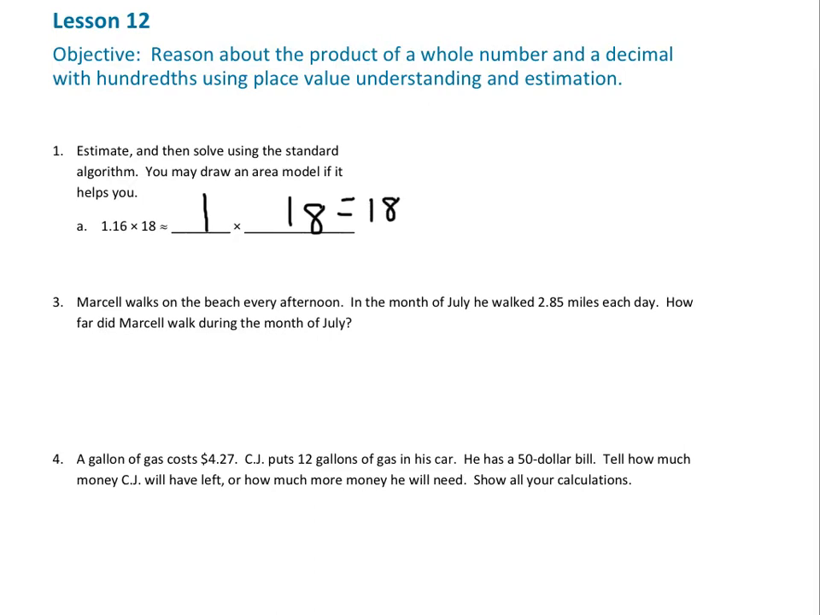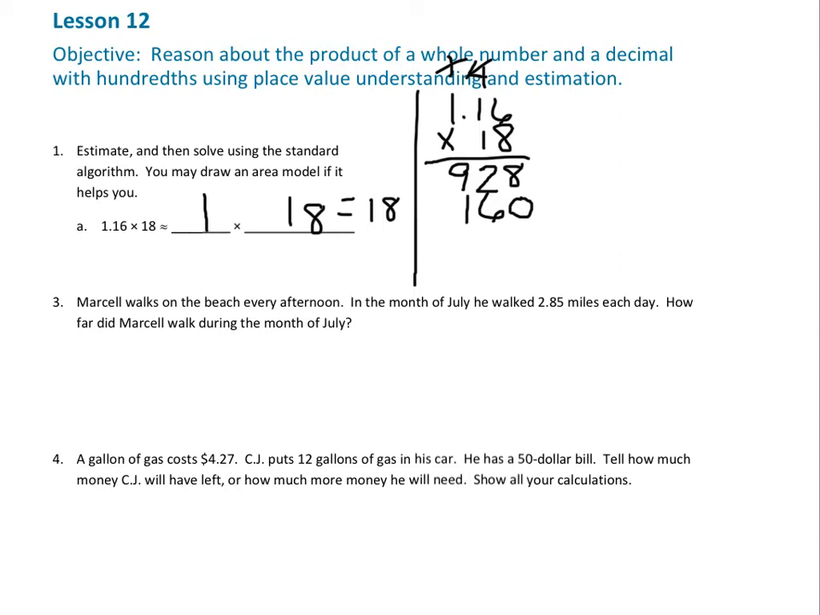Now let's actually solve. We have the problem set up, so now we'll multiply. 8 times 6 is 48. You bring the 8 down, you carry the 4. 8 times 1 is 8, plus 4 is 12. So you bring the 2 down, you carry the 1. 8 times 1 is 8, plus 1 is 9. Now you bring down a 0 as a placeholder because the 1 that we're going to multiply by is in the tens place. 1 times 6 is 6. 1 times 1 is 1. 1 times 1 is 1.